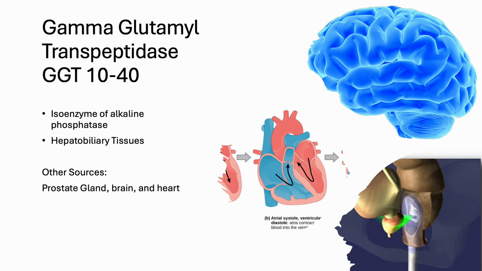Gamma-glutamyl transpeptidase, or GGT, the normal values are 10 to 38, but I'm going to remember 10 to 40. GGT is an isoenzyme of alkaline phosphatase and assists in the transfer of amino acids and peptides across cellular membranes. Hepatobiliary tissues and renal, tubular, and pancreatic epithelium contain large amounts of GGT. Other sources of GGT include prostate gland, brain, and heart.